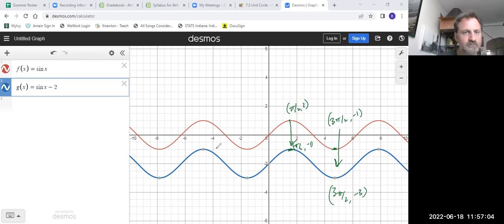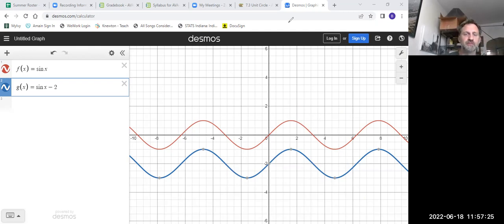Okay, so those are the 3 main things that happen outside, vertically. You can have a flip, you can have a stretch, you can have a shift. So let's take a look at kind of a combo.